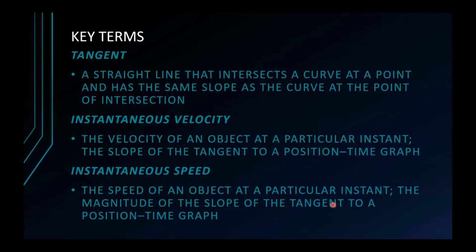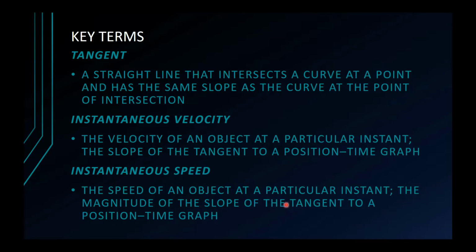Moving along, some key terms to remember now. Tangent: a straight line that intersects a curve at a point and has the same slope as the curve at the point of intersection. Instantaneous velocity: the velocity of an object at a particular point, or the slope of the tangent to a position-time graph. Instantaneous speed is something similar, only it's the speed of that object at a particular point, and it's the magnitude of the slope of the tangent to the position-time graph.